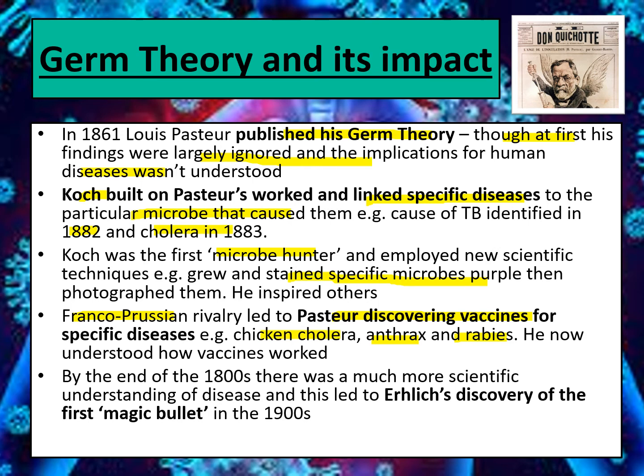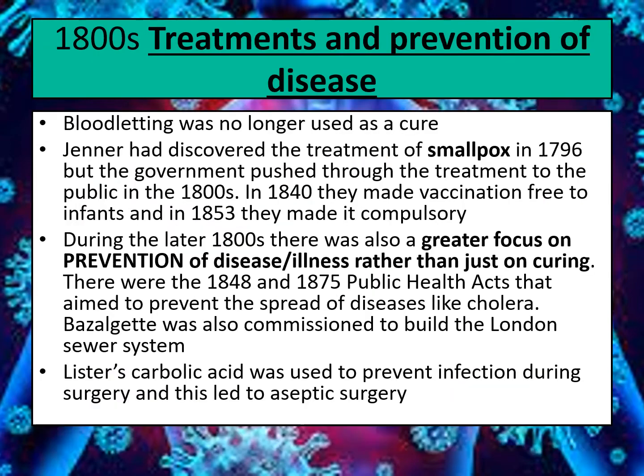So as you can see, by the end of the 1800s, there was a much more scientific understanding of disease, and that actually led to Ehrlich's discovery of the first magic bullet called Salvarsan 606 in the 1900s. We'll talk more about that when we look at the next time period. In terms of the 1800s, treatments and prevention of disease.